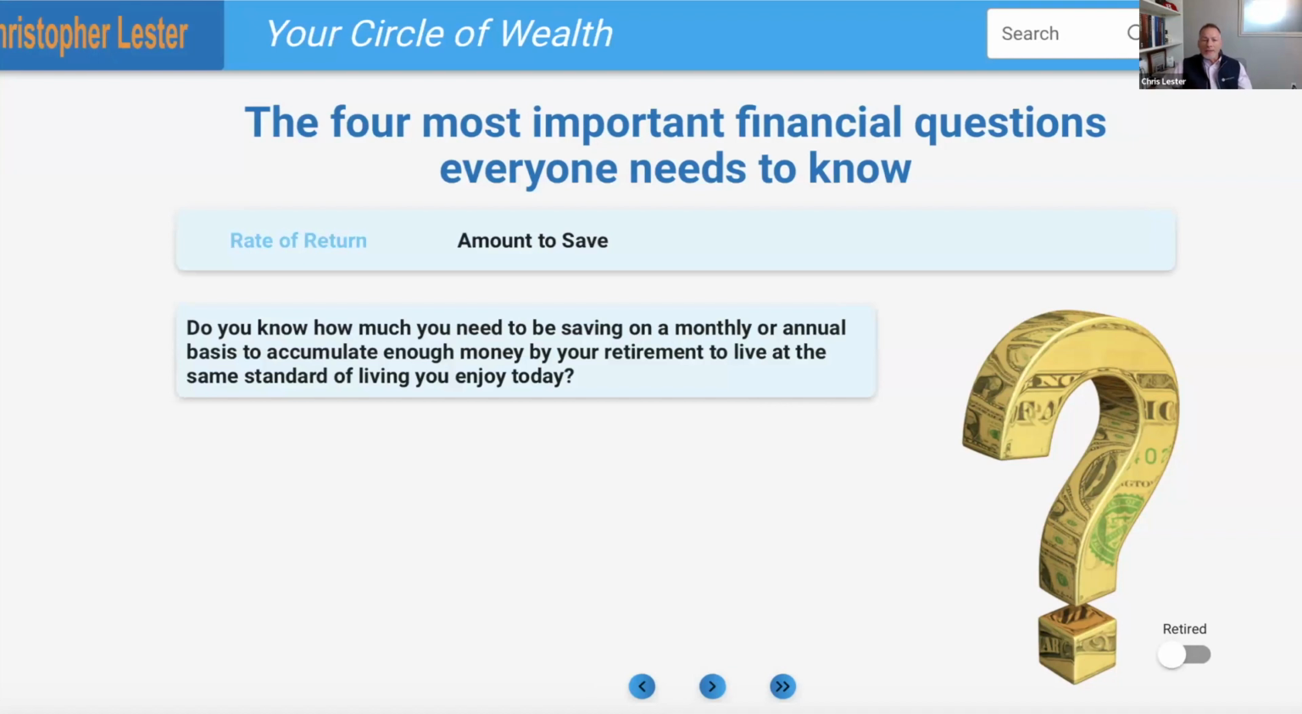All right, amount to save. Do you know how much you need to be saving on a monthly or annual basis to accumulate enough money by retirement to live on at the same standard of living as you enjoy today?